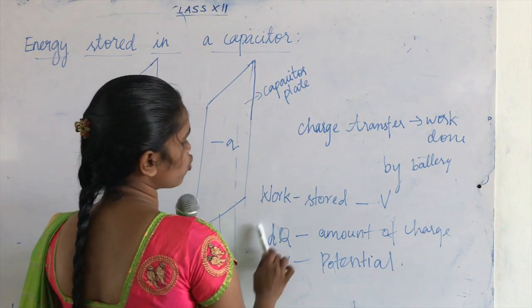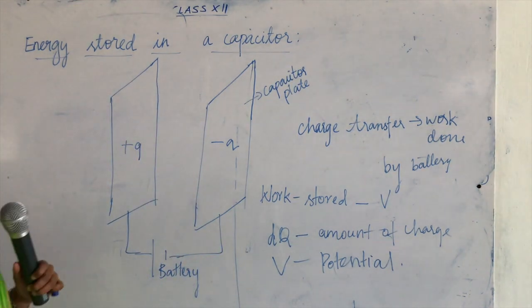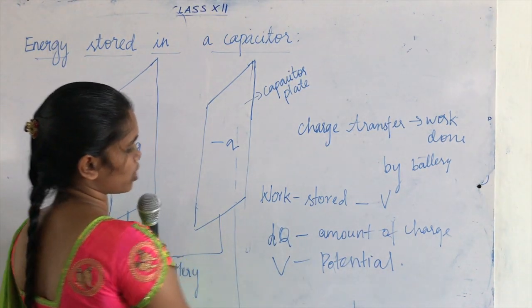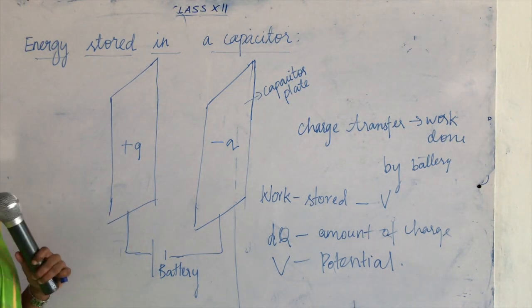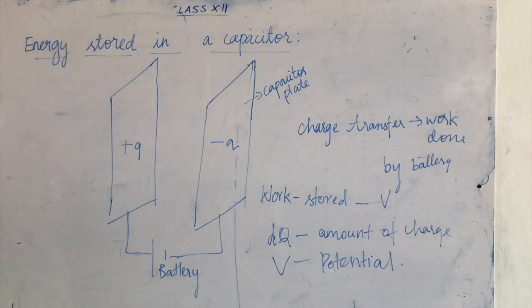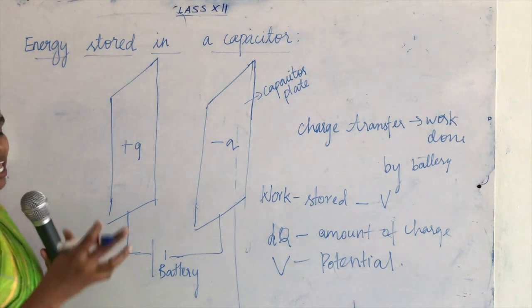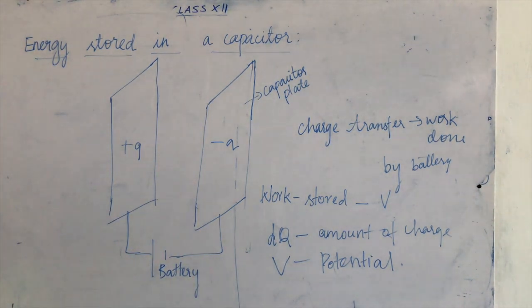dQ will be the amount of charge and V is the potential, the voltage. Now this is the capacitor, and we are going to see how the energy is stored, in an expression, in a derivation.